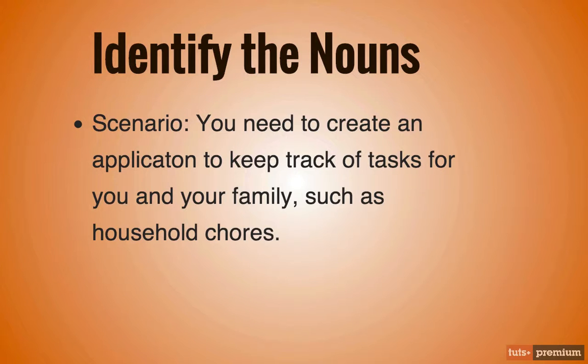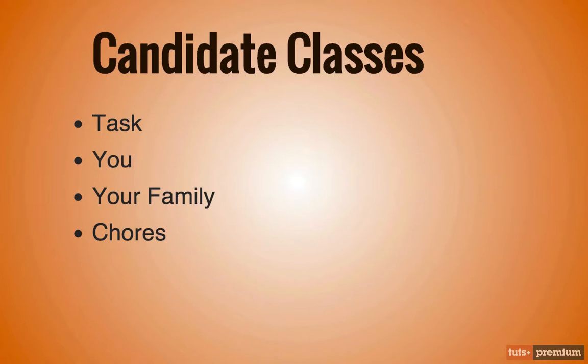For instance, if you need to create an application to keep track of tasks for you and your family, such as household chores, what nouns can you identify just from that small description that I gave you of the application? Well, we can identify several nouns from that description which could make good candidates for creating classes from. We have a task, we have you and your family, and we have the chores as well. By coming up with some class candidates, we can use this information to get a final set of needed classes.